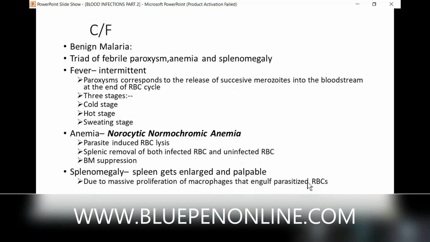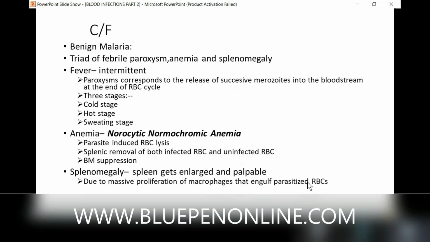And then there will be anemia. There will be splenomegaly. Fever will be intermittent. Paroxysm corresponds to the release of successive merozoites into the bloodstream at the end of the RBC cycle. There will be 3 stages: cold stage, hot stage, and then sweating. First, the person will have shivering, with cold, clammy peripheral limbs. Then there will be the hot stage of excessive temperature, so high that when you touch the patient, the patient feels very hot. Then there will be the excessive sweating stage when the fever comes down.